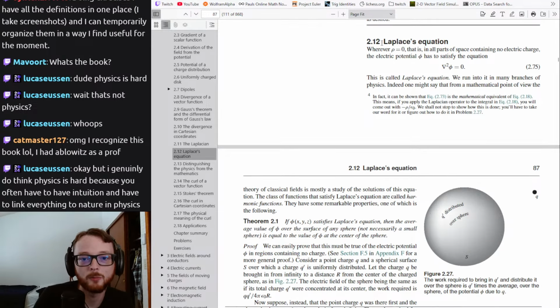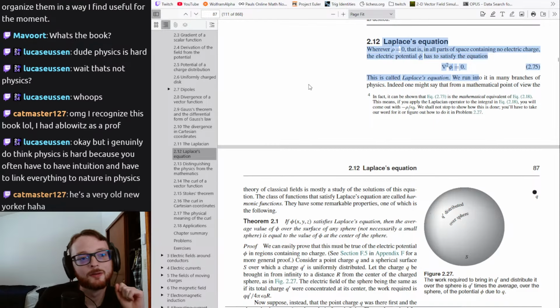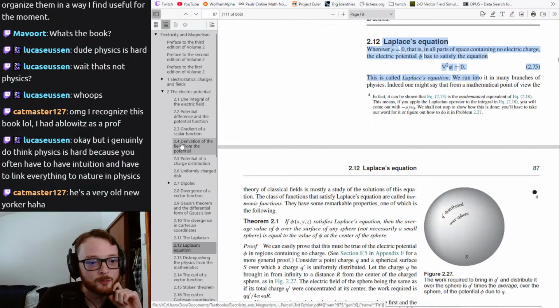Here we go. Laplace's equation is right there. And this is electricity and magnetism. So it comes up. It's a really important thing in both fields.